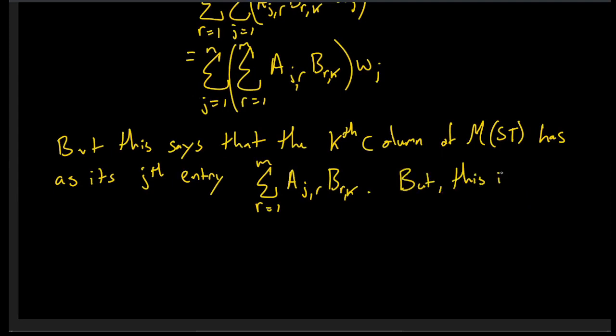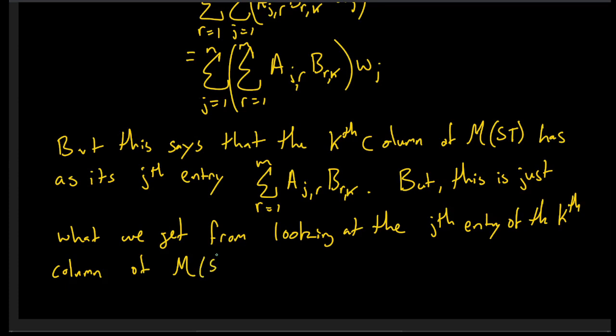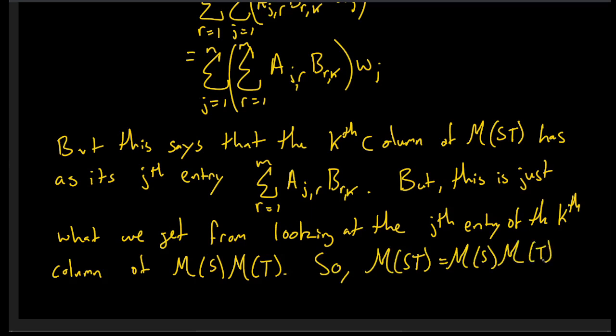But this is just what we get from looking at the jth entry of the kth column of MS times MT. So MST is equal to MS times MT, since we've just shown that the jth entry of the kth column of this product is equal to the jth entry of the kth column of this matrix. So they're the same matrix.